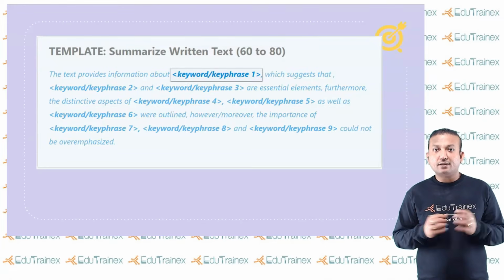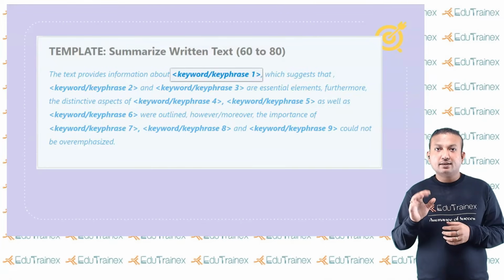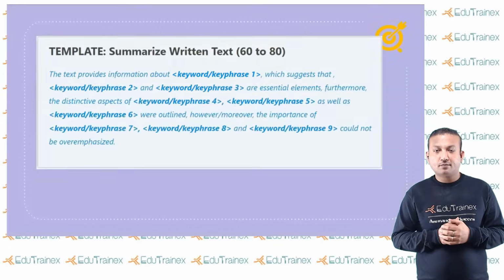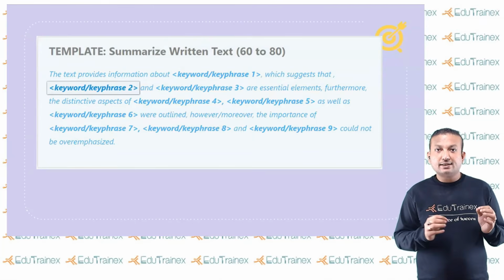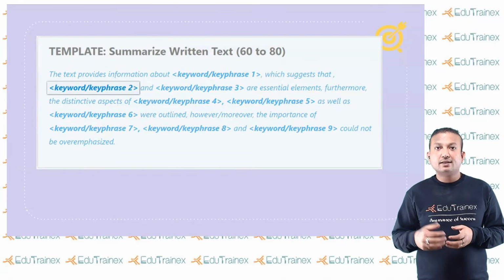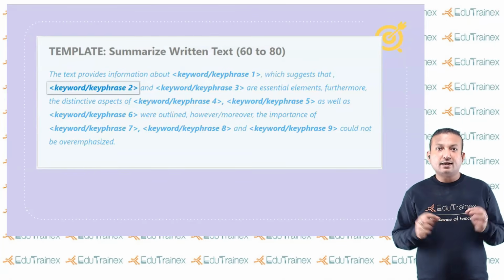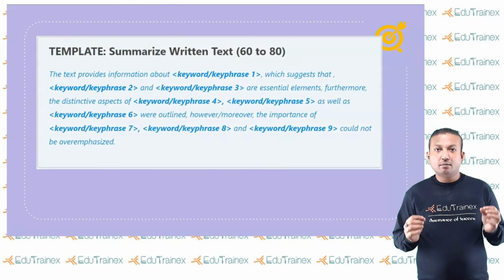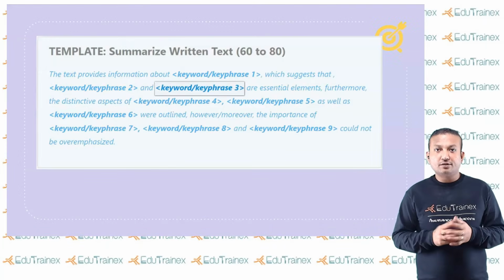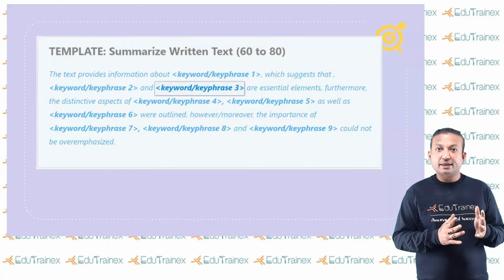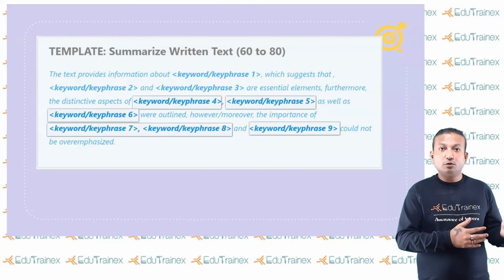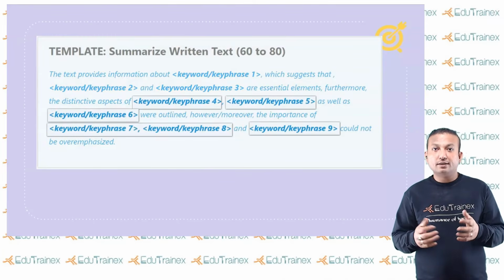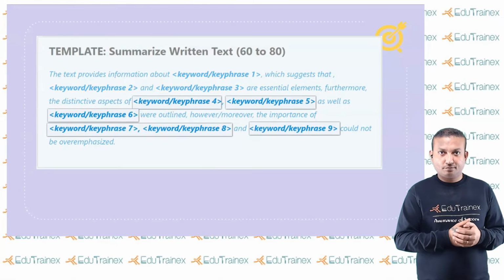You need to add the central idea after this to ascertain that you understood the passage well. The second part is "which suggests that," which makes the sentence complex. That has been cleverly inserted to add the subordinate clause. Once you have added the main and the subordinate clause, you can further elaborate by adding the third part, which is "furthermore, the distinctive aspects of," and or the fourth part, which is "however, moreover, the importance of," and so on.